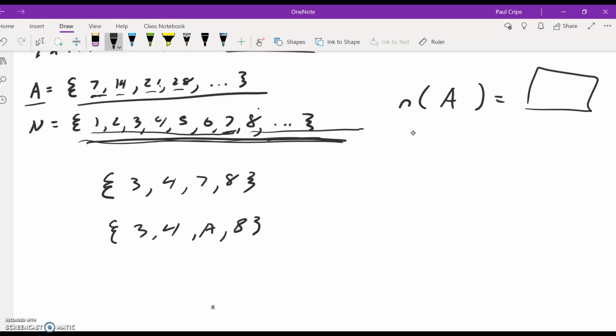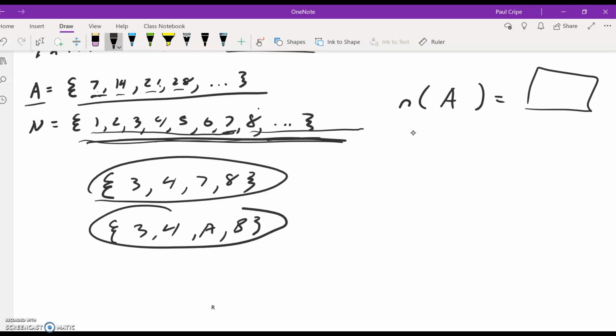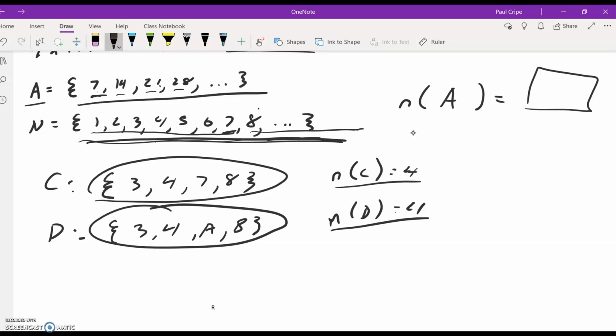These two sets, let's call this the set C and this the set D. So the number of elements in the set C is 4, and the number of elements in the set D is also 4. So these are not equal sets. They don't have exactly the same elements. They share some, but they don't have exactly the same elements. So they're not equal sets, but they are equivalent. Any two sets that have the same number of elements, the same cardinality it's called, are called equivalent.